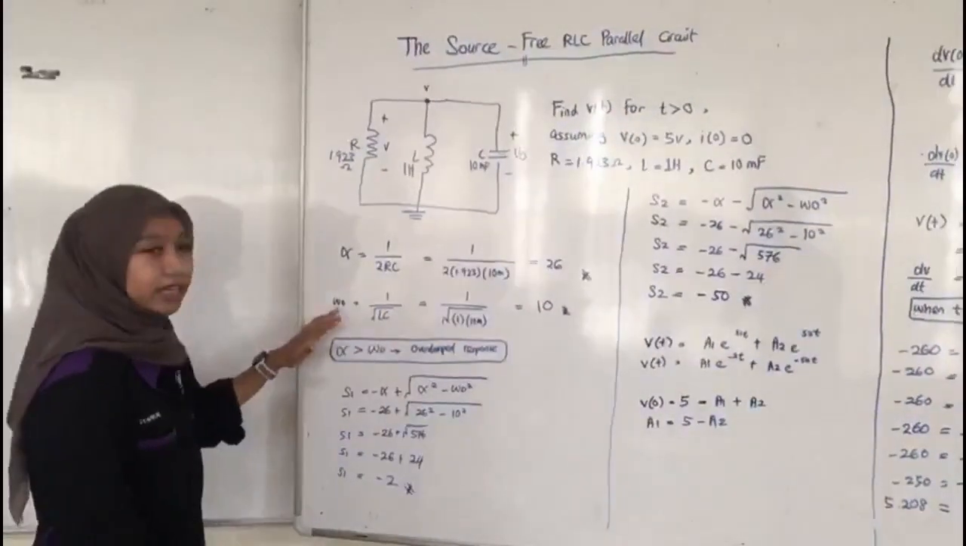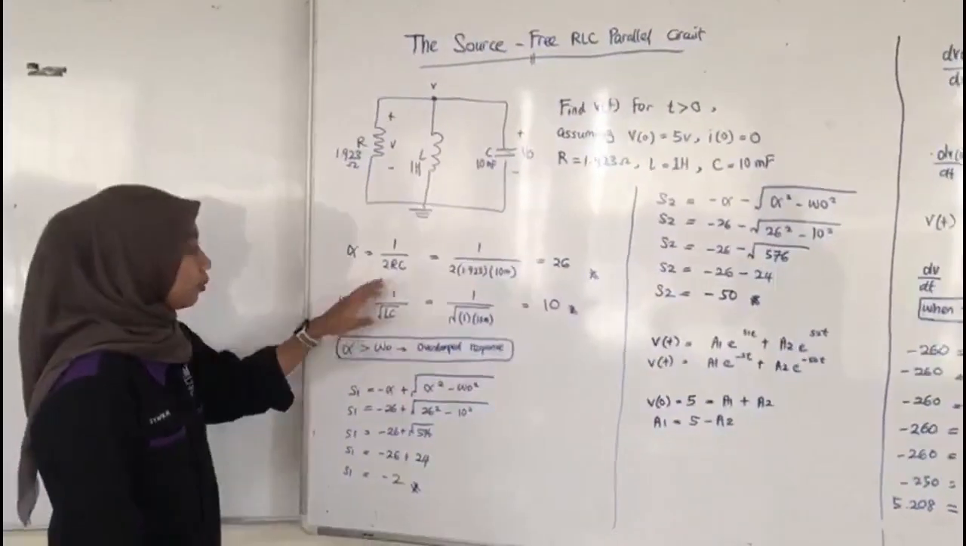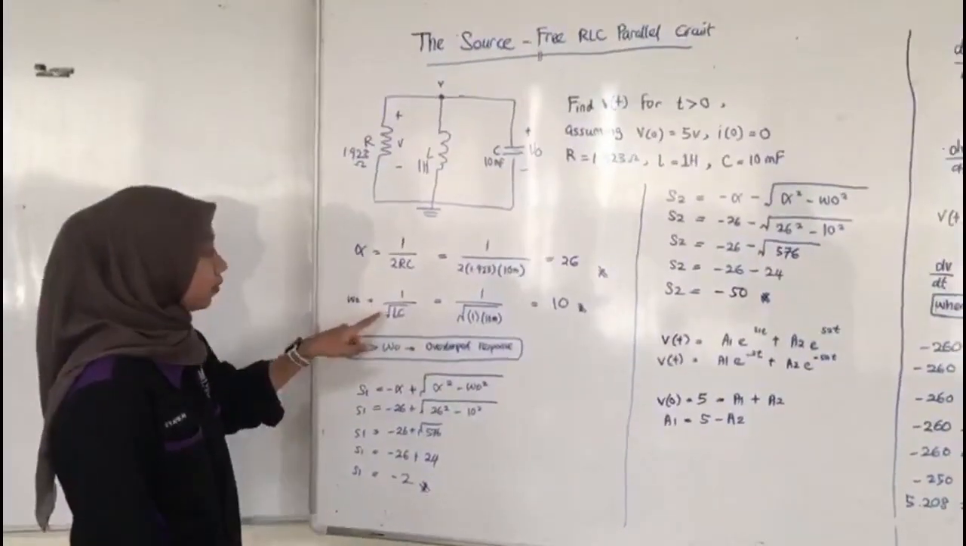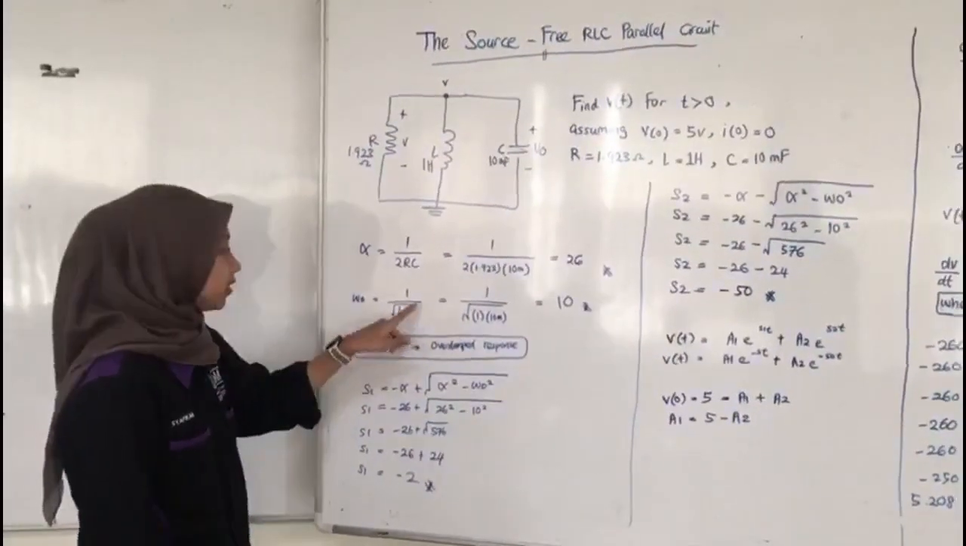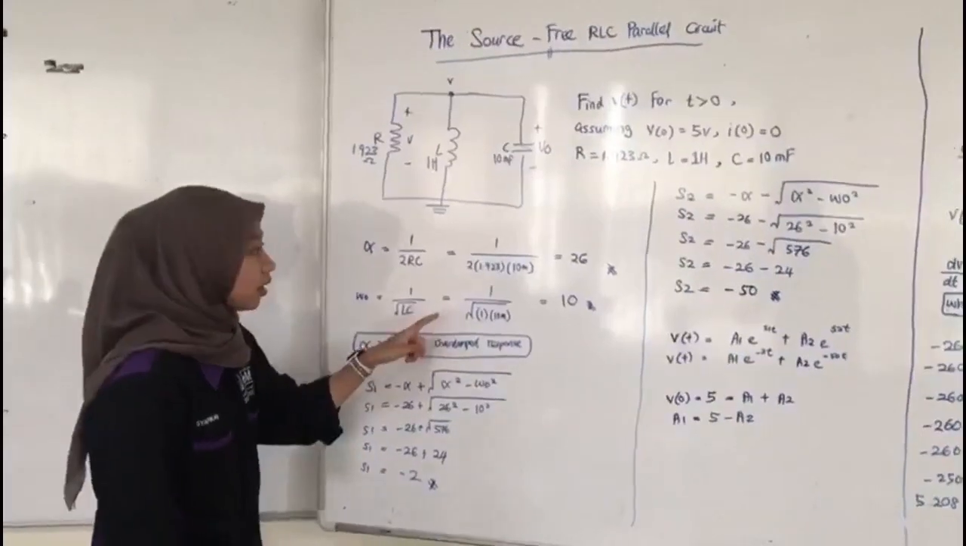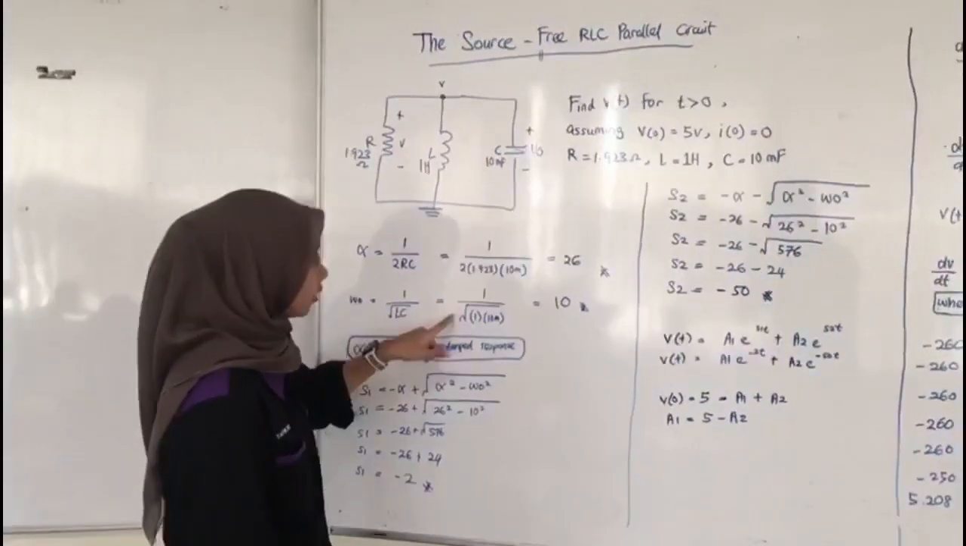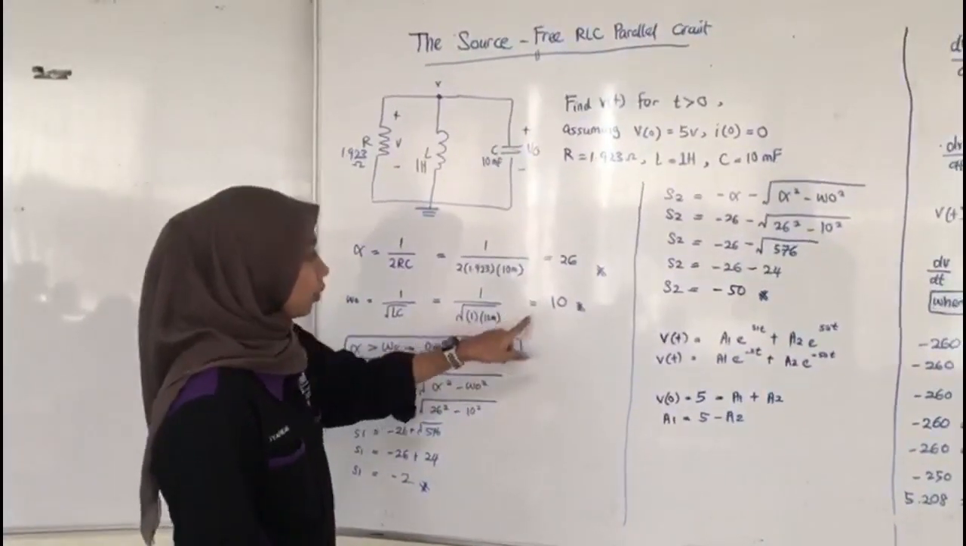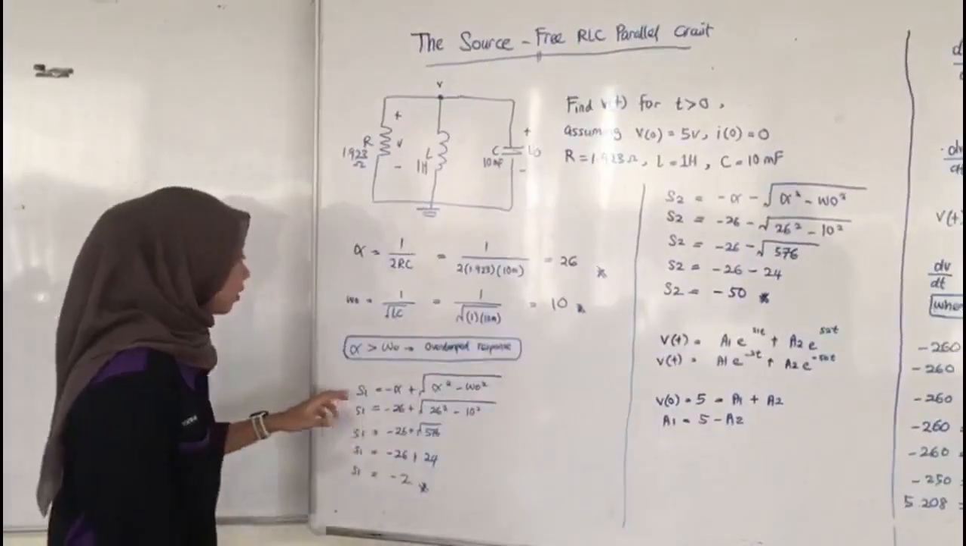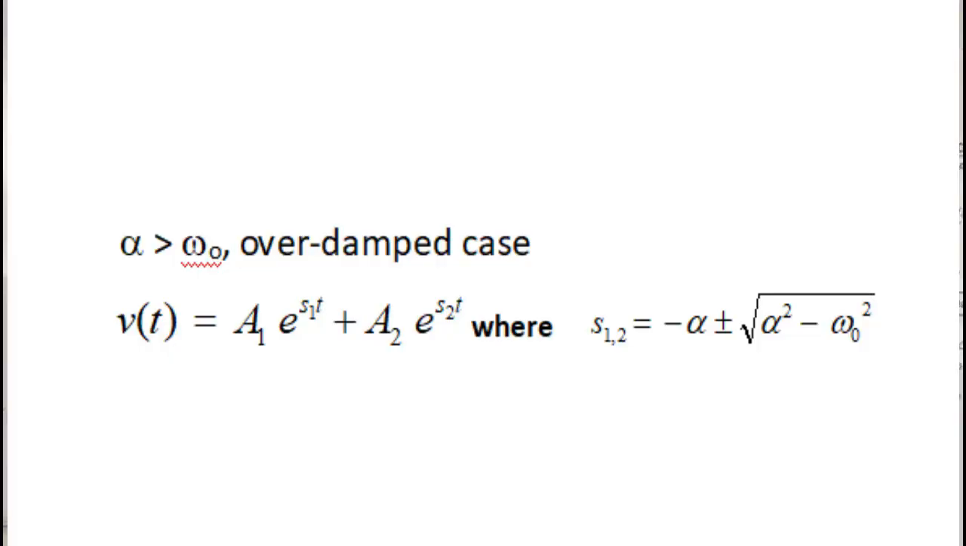So this one is for omega naught. The formula for omega naught is 1 over square root of LC. LC is also given in the circuit. So 1 over square root of 1 times 10 milli, we will get 10. So the value of alpha is more than omega naught. It is categorized as an overdamped response.